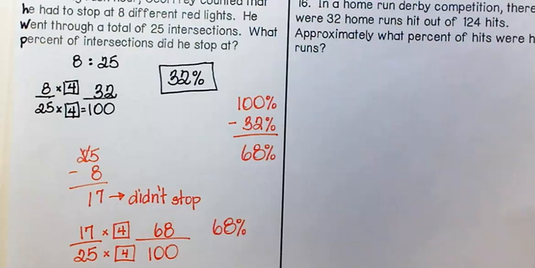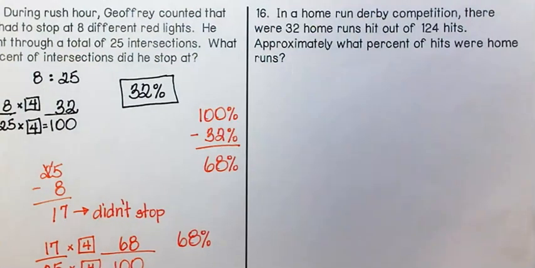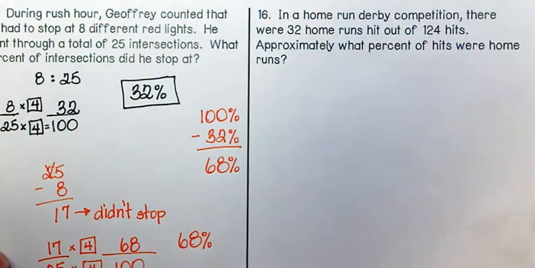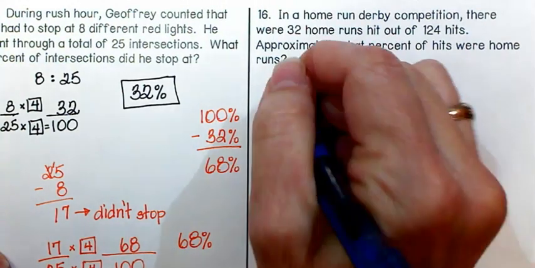Number 16. In a home run derby competition, there were 32 home runs hit out of 124 hits. Approximately what percent of hits were home runs? Okay. So on this one, it's going to be a little bit more challenging just simply because we can't easily do a fraction out of 100.